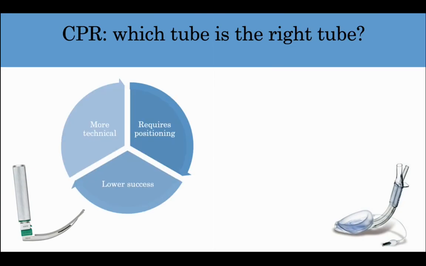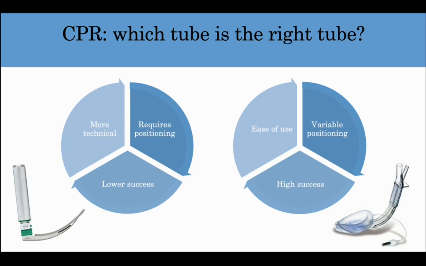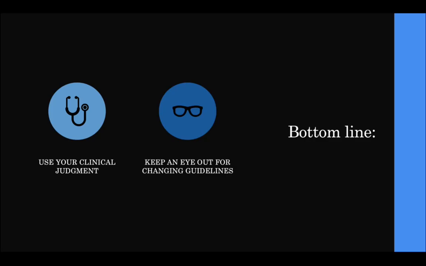Thinking about these two procedures, intubating is more technical and requires more positioning, and a lot of these out-of-hospital cardiac arrests show really low first-pass success of 50 or 60%. Whereas a supraglottic is easy to use, has variable positioning, and has high first-pass success. First-pass success in this case is a single insertion of the device to chest rise. And don't forget, many EMTs can do your supraglottic device placement, and that leaves the paramedic free to worry about bigger priorities. The bottom line here is use your clinical judgment for the patient in front of you.